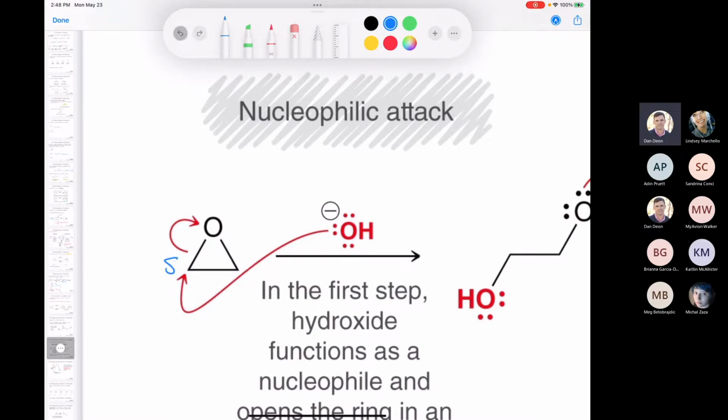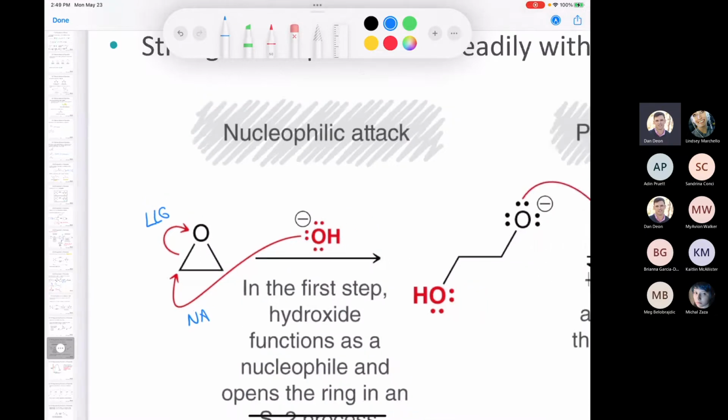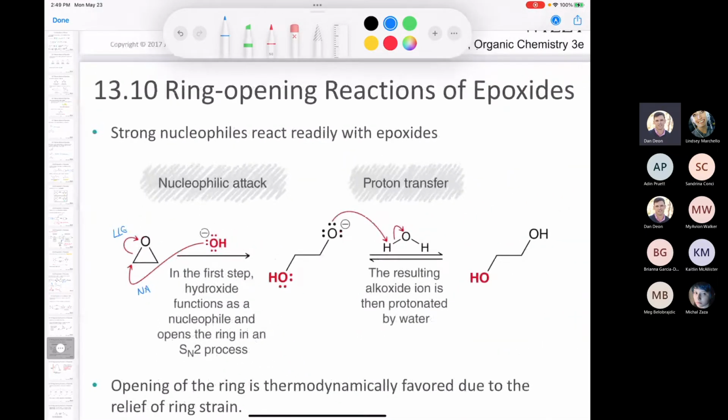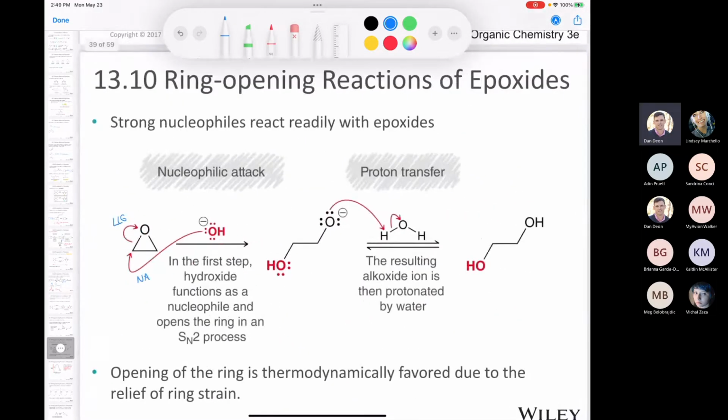It doesn't matter. And so we have our nucleophilic attack occurring, and this is like a loss of leaving group, so to speak, to make the alkoxide. So then what happens in the second step is that you treat it with water or mild acid, and that does a proton transfer. In this case, you end up forming a diol. So you end up with ethylene glycol in this case.